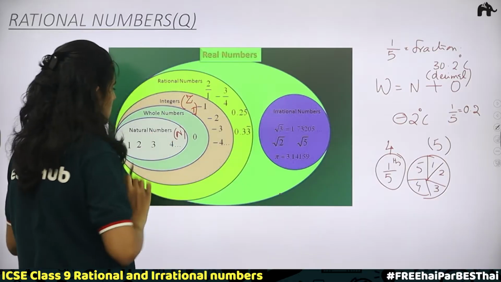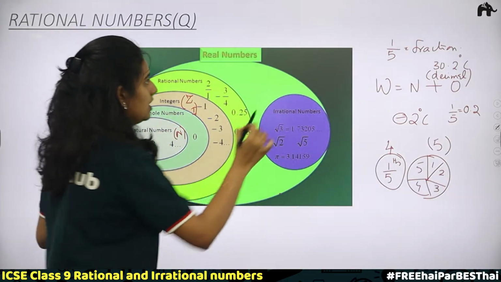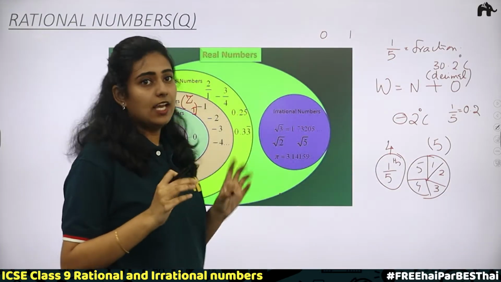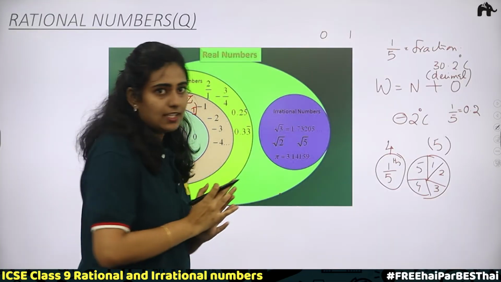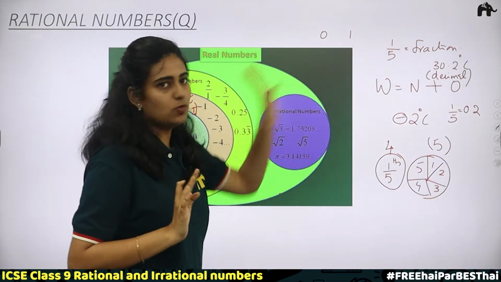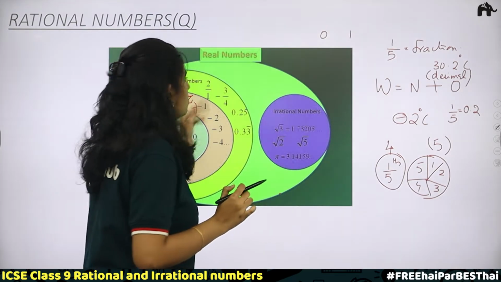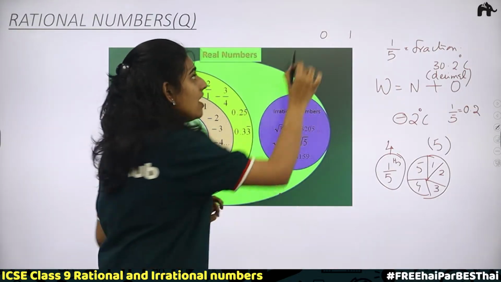Now these fractions and decimals cannot be included in this category. It is not a natural number. It's not a whole number. It's not an integer. Take 2 integers, 0 and 1. Is there any number between 0 and 1? We can surely say that there is no natural number between 0 and 1. There is no whole number between 0 and 1. There is no integer between 0 and 1. But there are other numbers between 0 and 1.